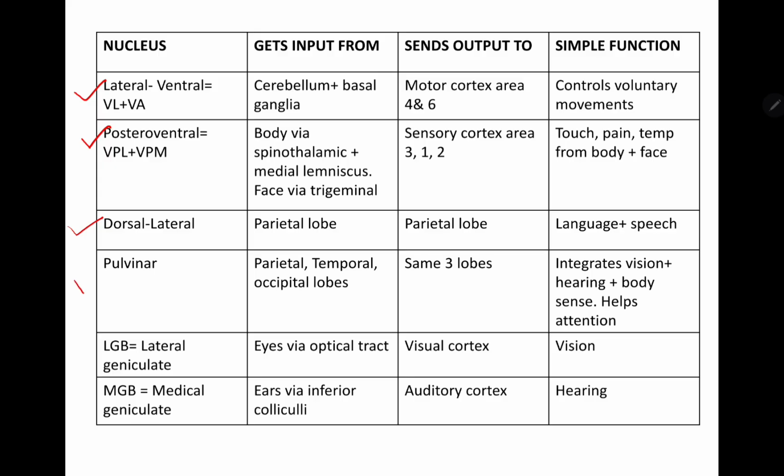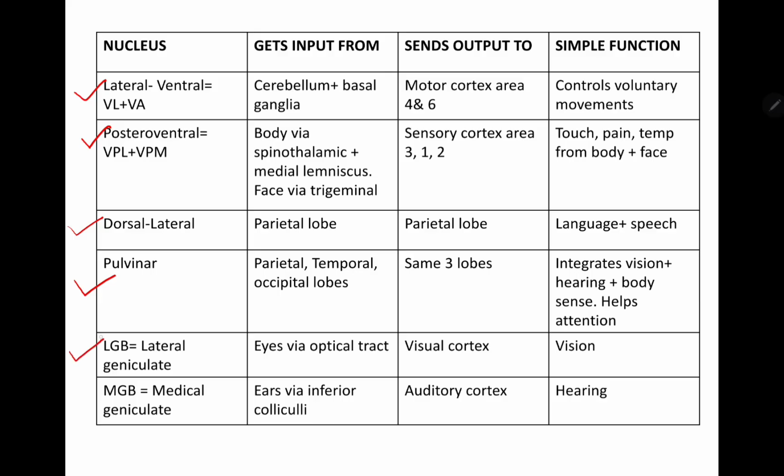Next is pulvinar. So this pulvinar gets input from parietal, temporal and occipital lobes. Now it sends output to where? It sends output to the same three lobes, parietal, temporal and occipital lobes. Now the simple function which is taking place here is that it integrates vision, hearing, body sense. It helps in overall attention.